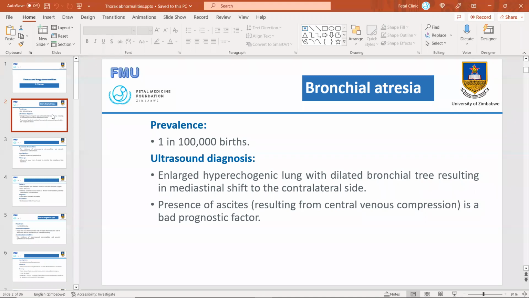So if they are obstructed, the side which is obstructed will enlarge and will become hyperechogenic. And this will cause the shifting of the midline to the other side. The baby may have ascites, which result from central venous compression. Whenever ascites is present, this is a bad prognostic marker.